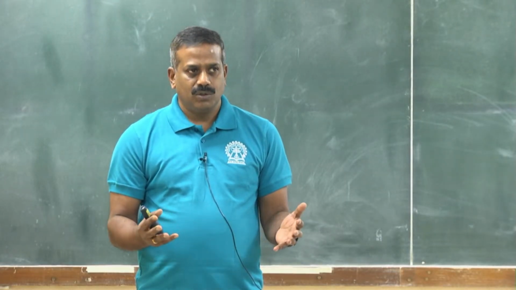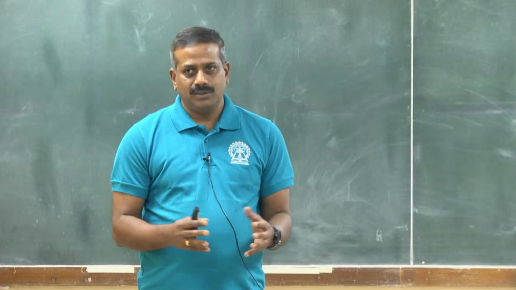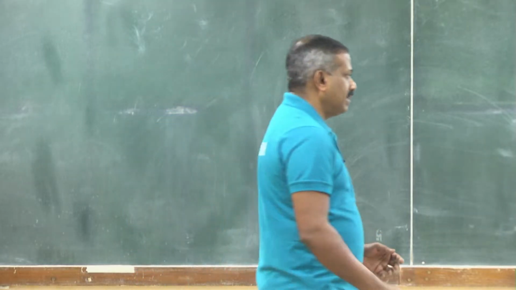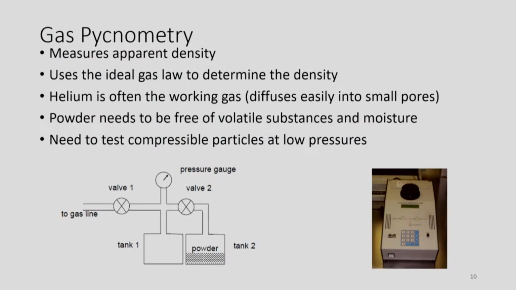You all know the ideal gas law, right? So just use the ideal gas law. You equate the pressure and volume of one chamber to the pressure and volume of the other chamber. So you get the volume of the powder from the ideal gas law. Again, it's a very simple operation, very easy to measure.